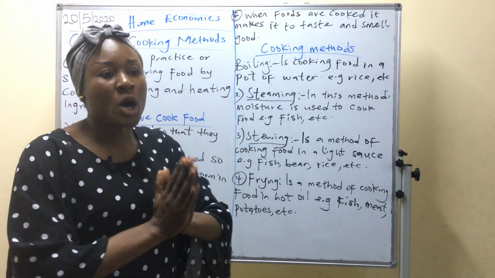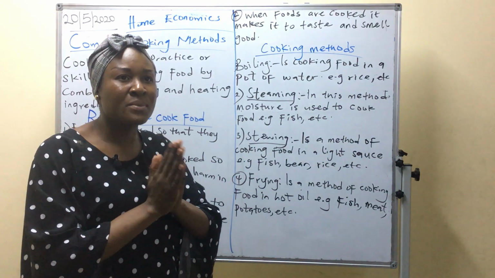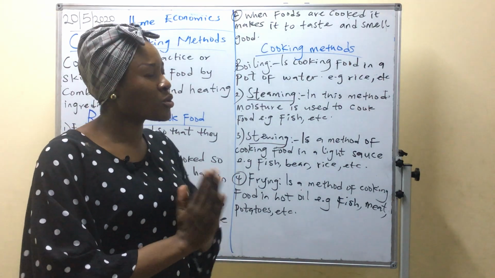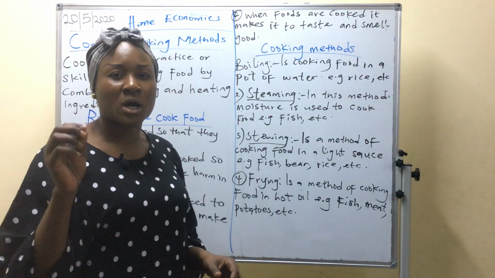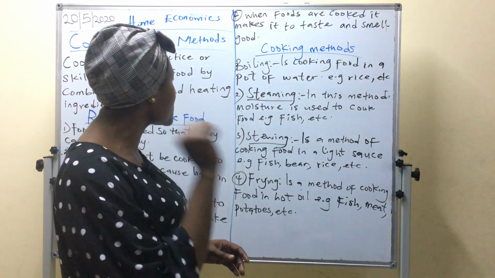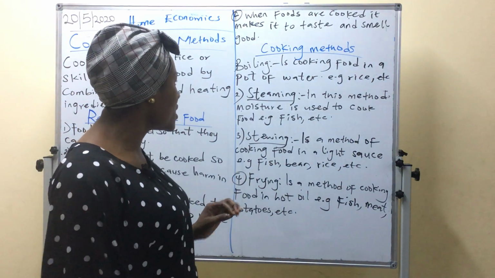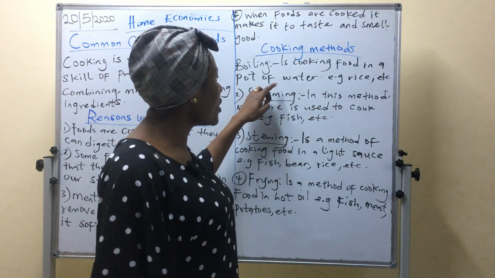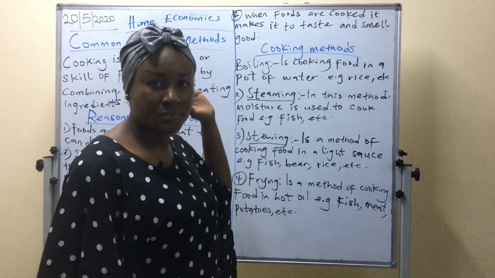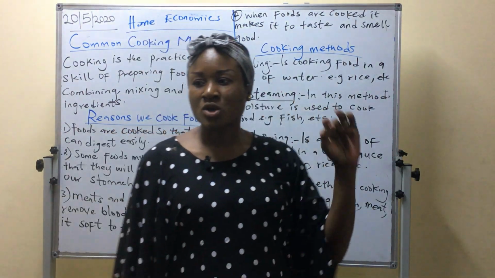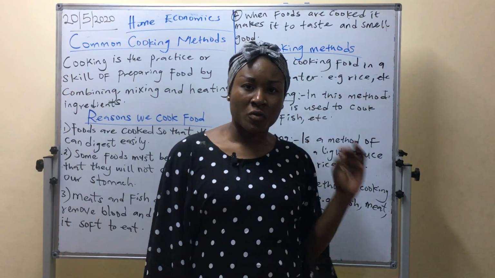Now, what are the common cooking methods? There are so many cooking methods, but today we are going to talk about only four cooking methods. The first one I'm going to talk about today is boiling. Boiling is cooking food in a pot of water.